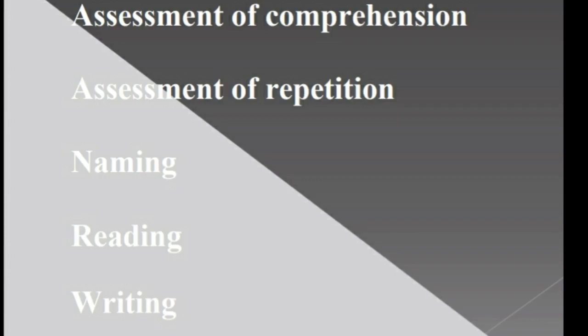Naming: ask the name of common objects like pencils or a wristwatch. Reading: silently test comprehension of language through the visual system. This is best tested by asking the patient to obey simple written commands. While writing, ask the patient to write his or her name. Ask the patient to write to dictation or copy words and sentences.